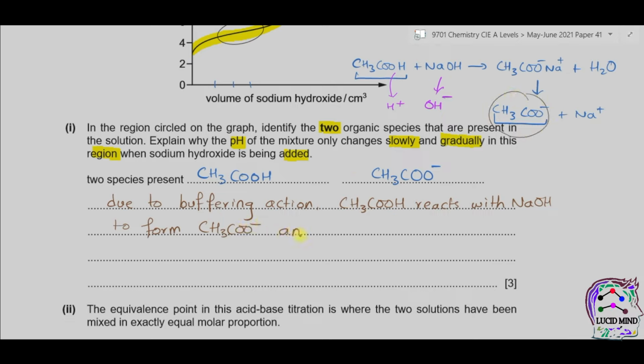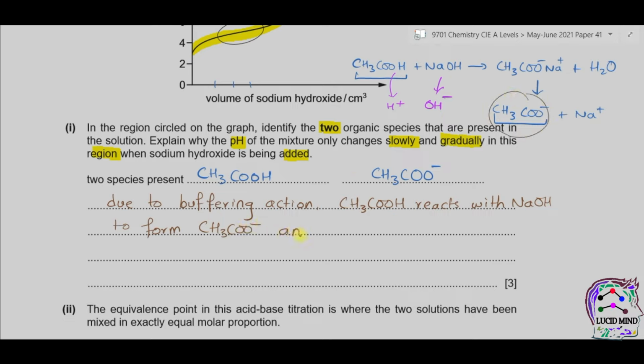Part 2. The equivalence point in this acid-base titration is where the two solutions have been mixed in exactly equal molar proportion. Suggest why the pH is greater than 7 at the equivalence point in this titration. Now the equivalence point is the point at which all H positive ions from the acid react with OH negative ions from the alkali to form water and get neutralized. But the equivalence point is not always at pH 7. This is because of the reactants present.